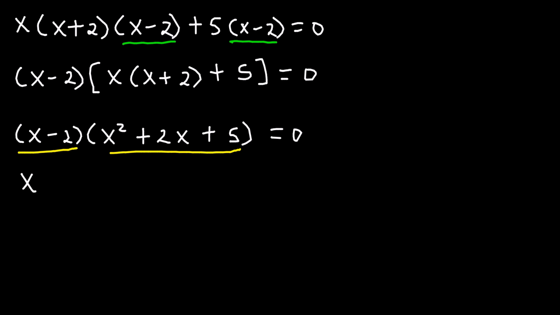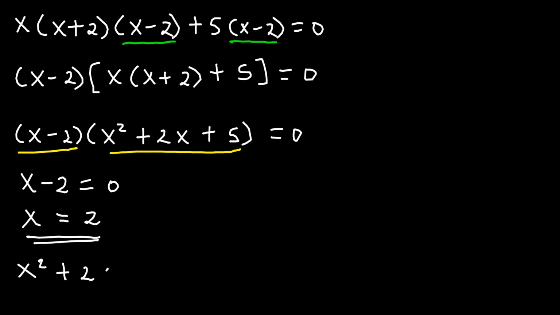If we set x minus 2 to be equal to 0, if we take negative 2 to the right-hand side, we shall have x equaling 2. And that's our first value of x. And also, if we set x to the power of 2 plus 2x, and then plus 5 to be equal to 0, what will be the values of x? Notice that this equation cannot be factored. Therefore, we shall use the quadratic formula.